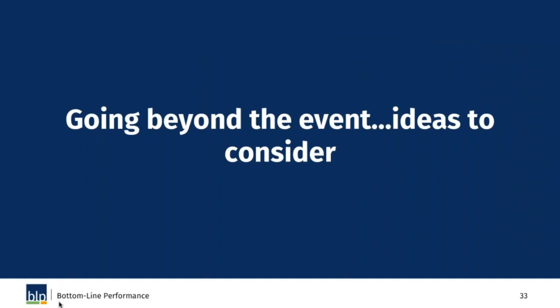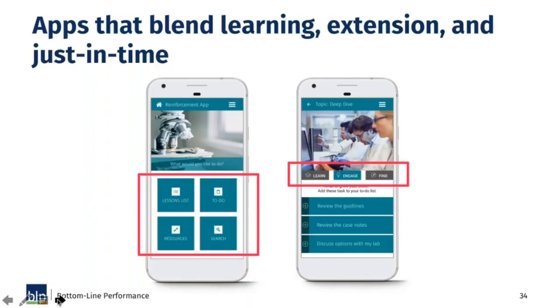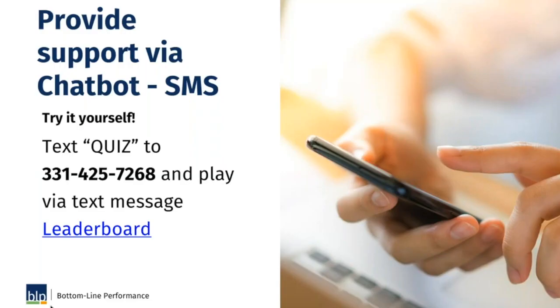So here's a few ideas for how you can go beyond that event. These are just things that we've incorporated with success or are experimenting with now. The first is to try and go away from the LMS entirely, or else just link to it, and build apps that blend the learning, the extension of that learning, and the just-in-time needs all together. So you can see there's a lesson list in here. There's also resources, and there's searchability of content.